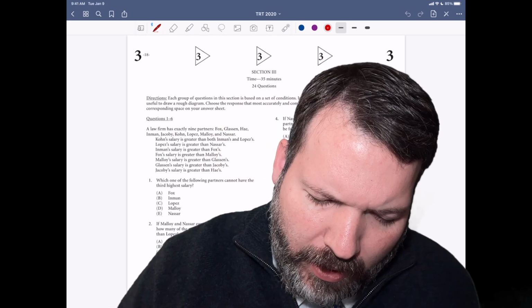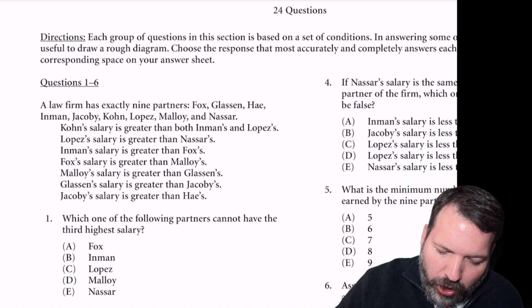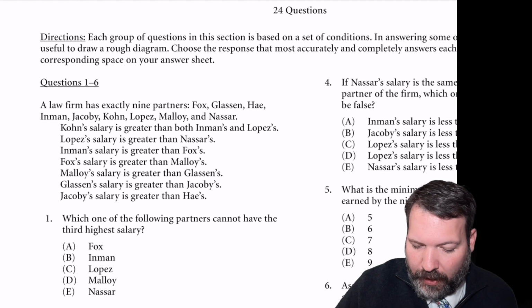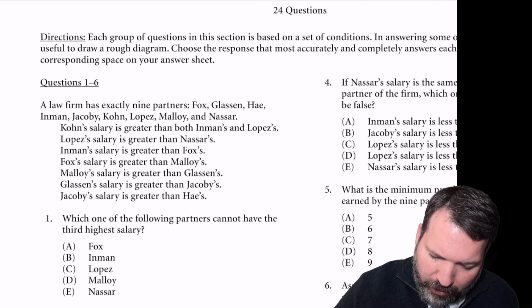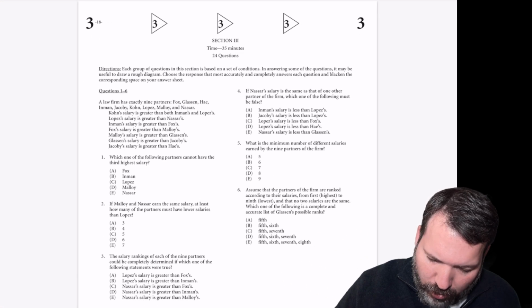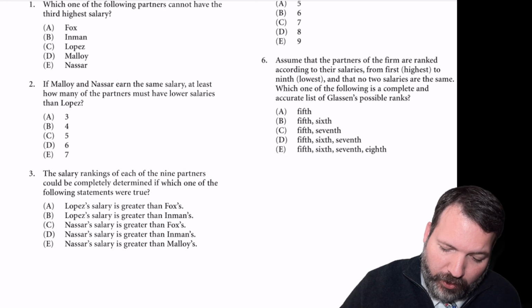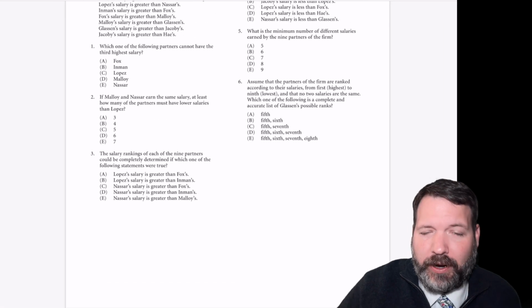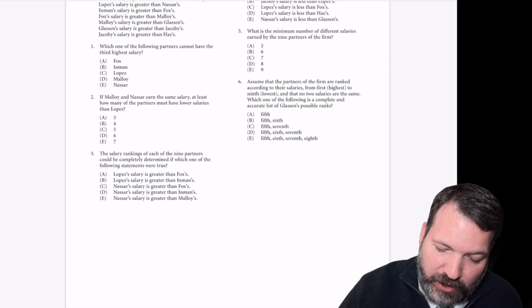Let's jump right in. I'm looking at the setup here. Questions 1 through 6. A law firm has exactly 9 partners, F, G, H, I, J, K, L, M, and N. And I have different arrangements of their salaries, greater than, greater than, greater than. And as I look at the questions, I'm pretty sure this is a range game. So remember, we've done a couple of these so far. Tree branch diagram is what we're going to set up here. Anytime we have only range clues, we want to set up this special kind of diagram.